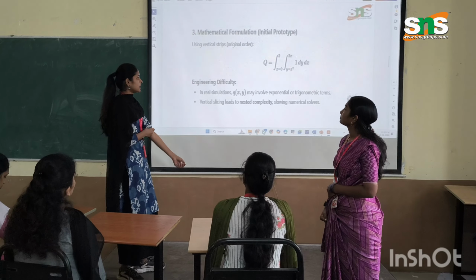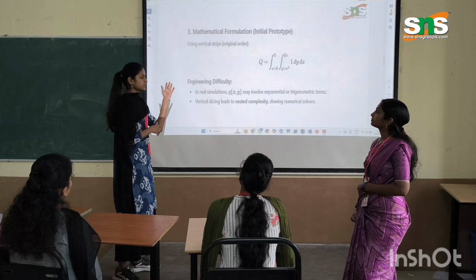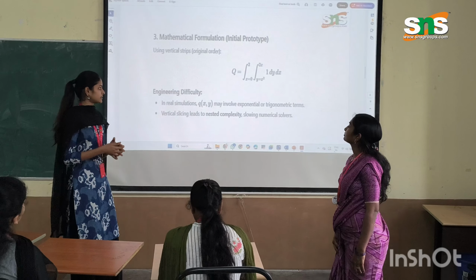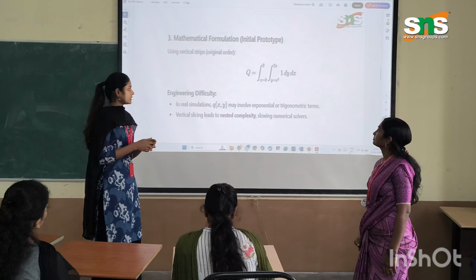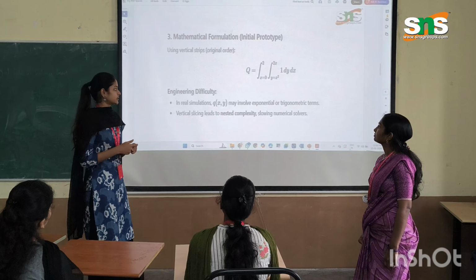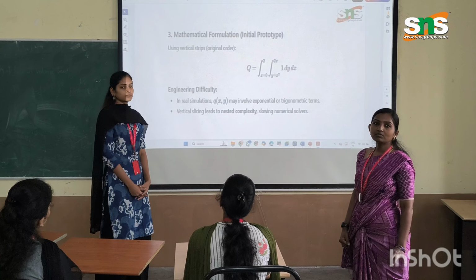Mathematical formulation. It is an initial prototype. Here, we are using the original order. Q is equal to the integral from x equal to 0 to 2, integral y equal to x square to 2x, 1 dy dx. So this is our integral where we consider it as a vertical step.